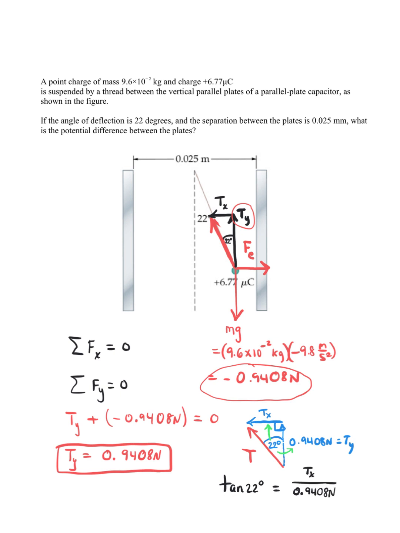So we can go ahead and calculate Tx by multiplying both sides by 0.9408. So we have Tx is equal to 0.9408 newtons multiplied by the tangent of 22 degrees. So we have Tx is equal to 0.380 newtons. So now that we have the x component of the tension force, we will be able to find the electrostatic force acting on the sphere.